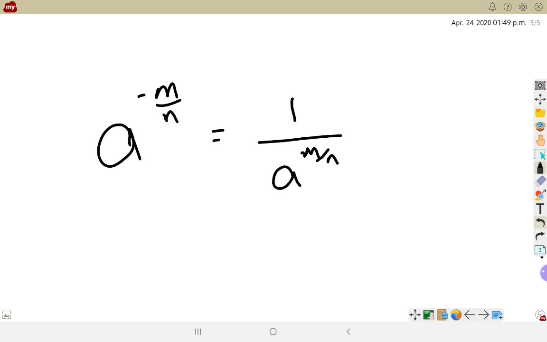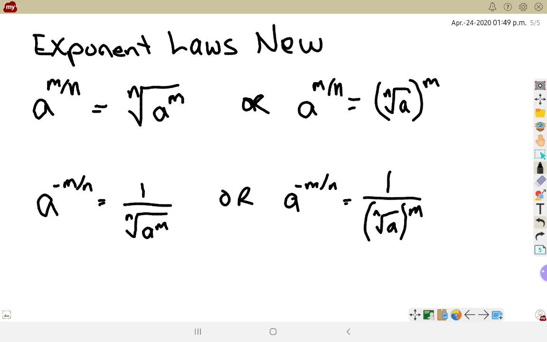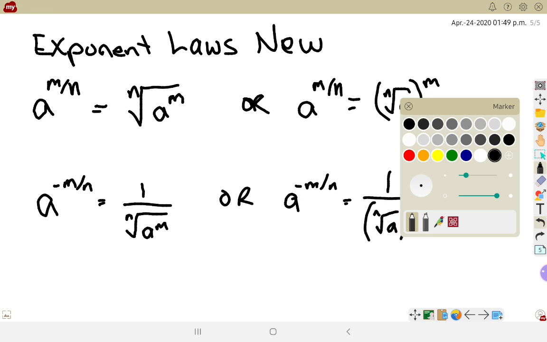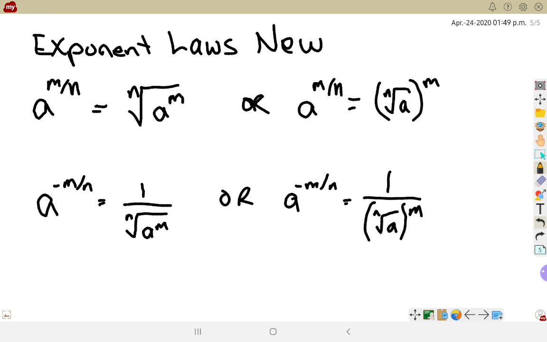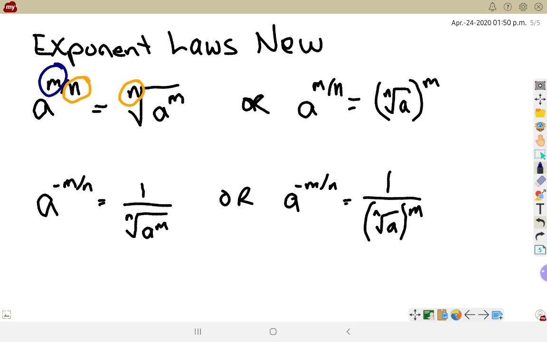Okay, so this gives us two new exponent laws that I'll leave up here for you on the last slide. And it's basically just saying, if you look here, it says a with an exponent of m over n is equal to the nth root of a with an exponent of m. So really, the key thing to remember here is the denominator is your index, and then the numerator is still just the exponent attached to the base.